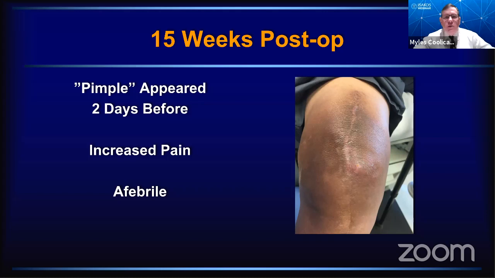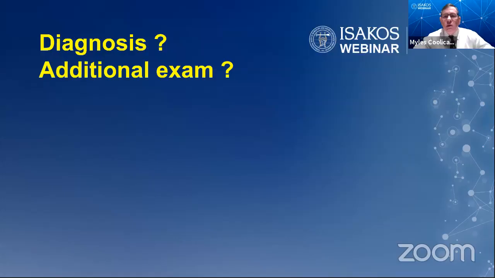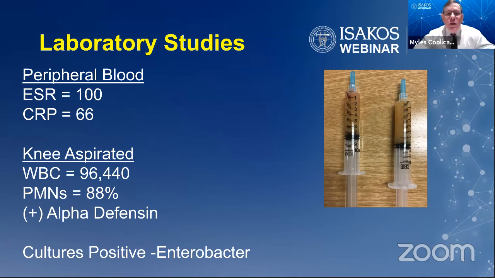Mike, if I could get you to advance that slide, I'm having trouble advancing it. So he did have an aspiration of his knee. He had his knee aspirated, and you can see what came out looking at the syringes. There were 96,440 white cells in the aspirate, so it's highly inflammatory fluid, and 88% of them were polymorphs. His bloods show an ESR of 100 and a CRP of 66, and cultures are positive for the same organism, the Enterobacter, that he grew at the time of his wound infection early on.